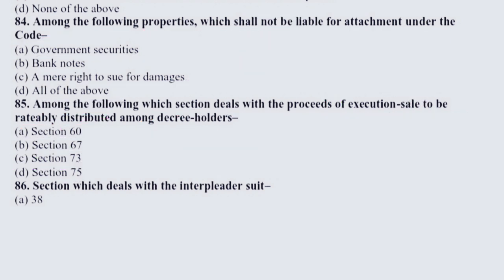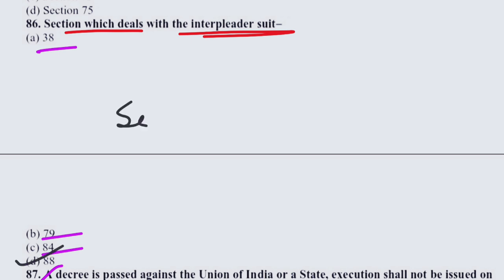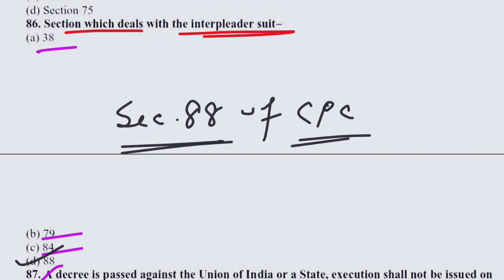Okay, now moving to the next question. Which section deals with the interpleader suit? Options are section 38, section 79, section 84 and section 88. So in this case the correct option would be option D. Section 88 of the CPC provides for the interpleader suit. So option D would be the correct answer.